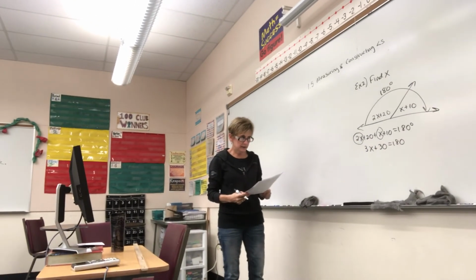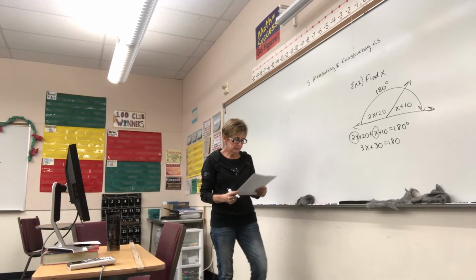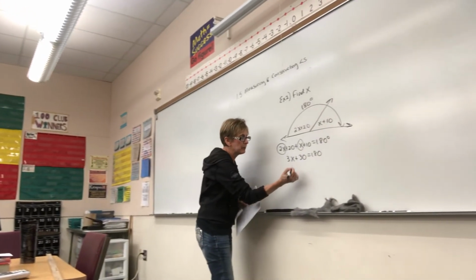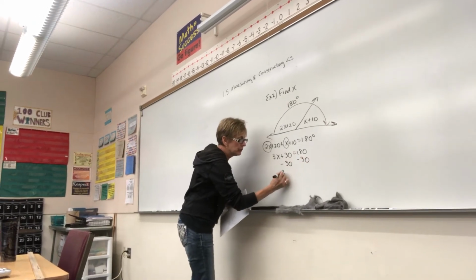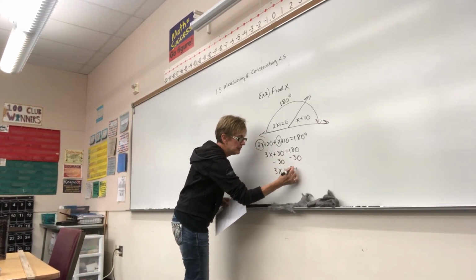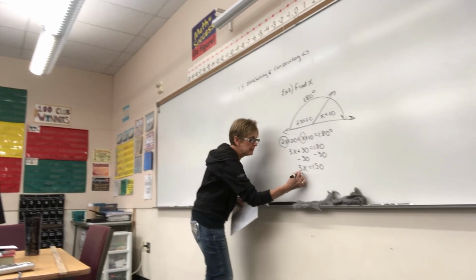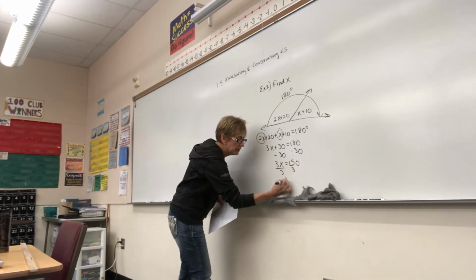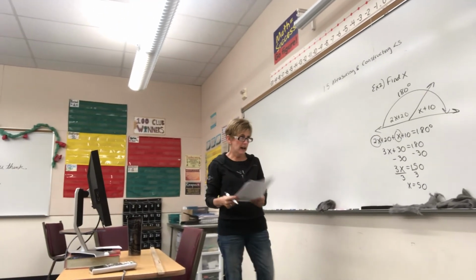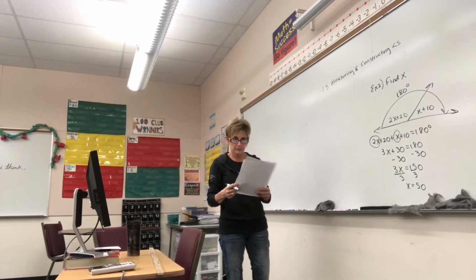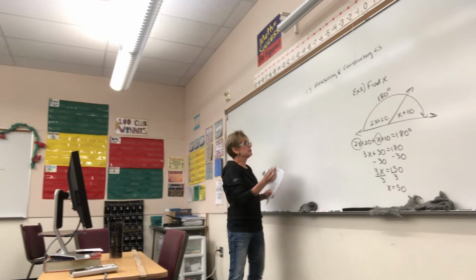What would I do next? I want to use opposite operations. The opposite of adding 30 is subtracting 30. So 3x equals 150. And then the opposite of multiplying by 3 is dividing by 3. So x is 50. That is exactly how we would do example number 2. All right, you guys are doing great.